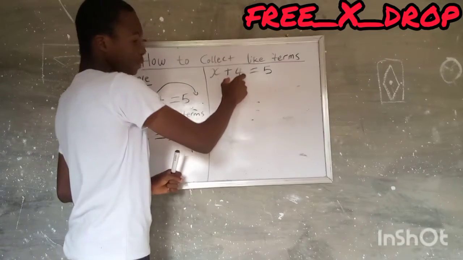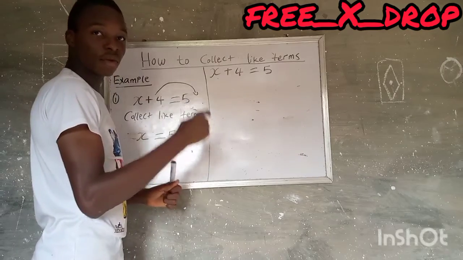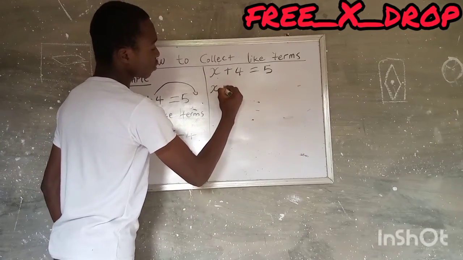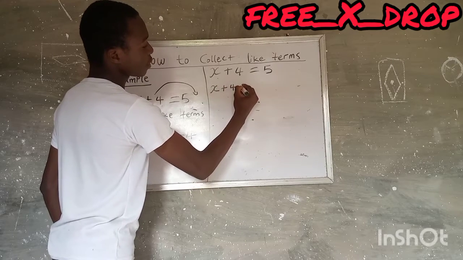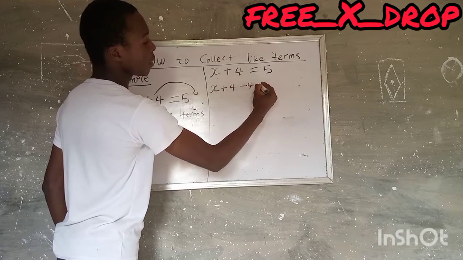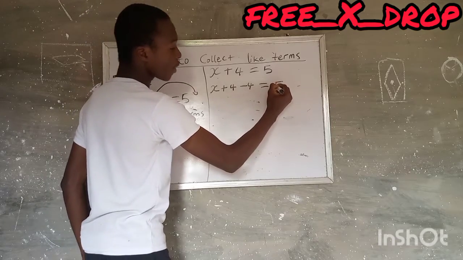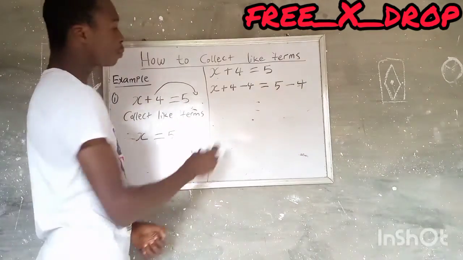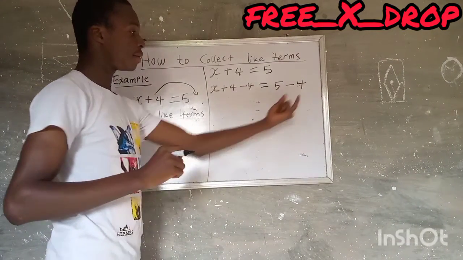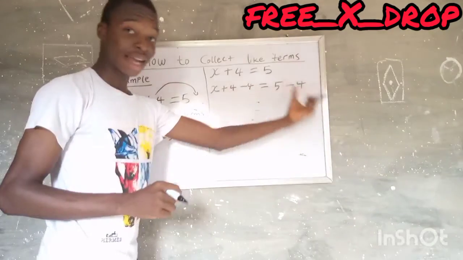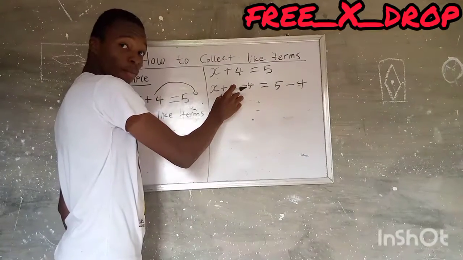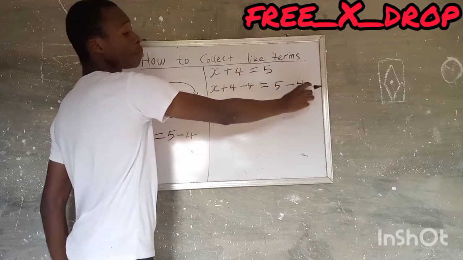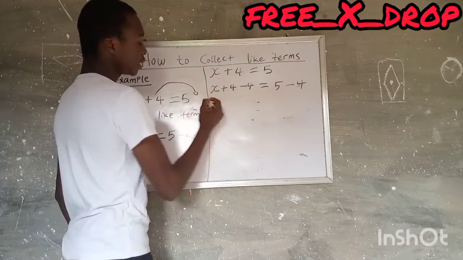So this is +4. What is the negative of +4? It's -4. Now you have x plus 4 minus 4 equal to 5 minus 4. I told you to put -4 and -4 at left and right. That is the opposite of +4. -4 is the opposite of +4, put it at the left. -4 is the opposite of +4, put it at the right. Now to end, this is x.